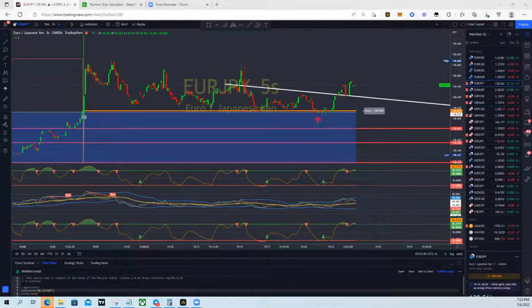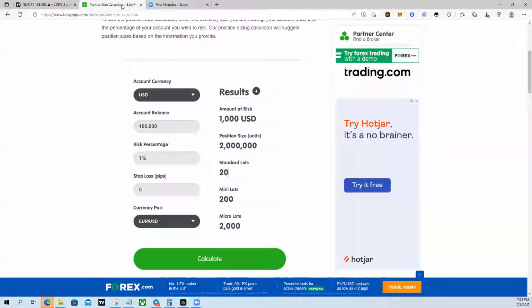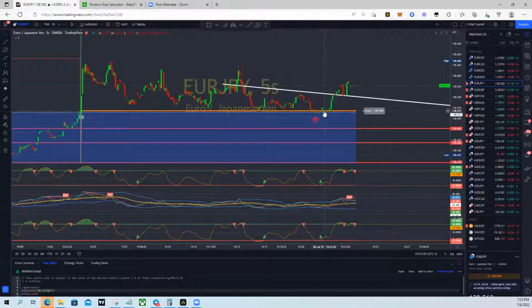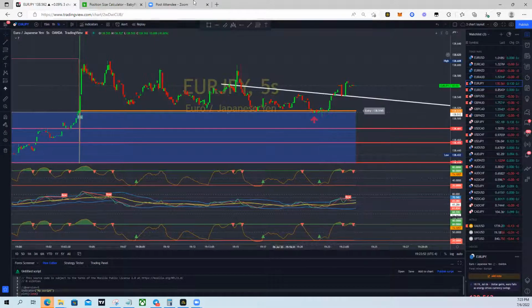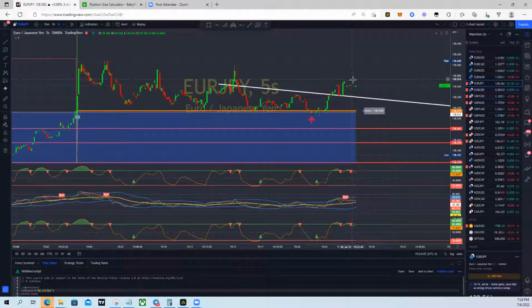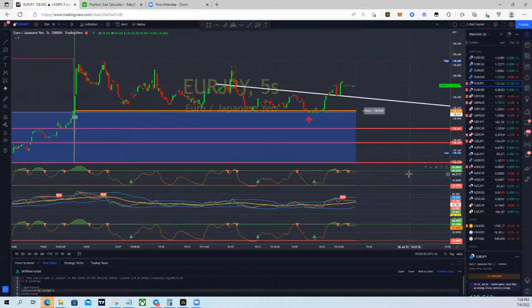Don't be shy. 5-pip stop loss on this trade. This is a 5-pip stop loss trade. Proper risk management, 1%. Some people do 2%, right? 1% proper risk management, 5 pips. 20 standard lots, which is $200 a pip. You're up $1,000 as we speak. $1,000, you're done for the day. You could be done right now off of this one trade. In 2 minutes, we could have been done. That's it.